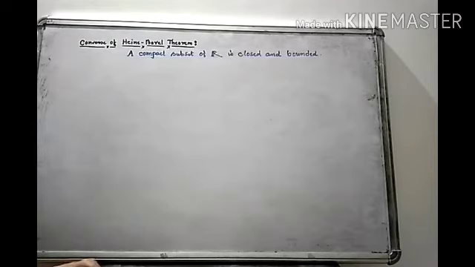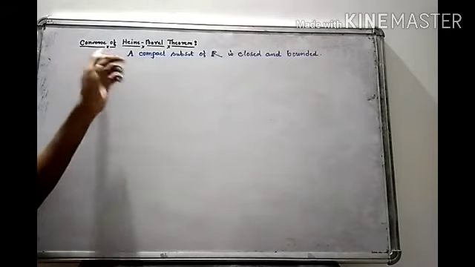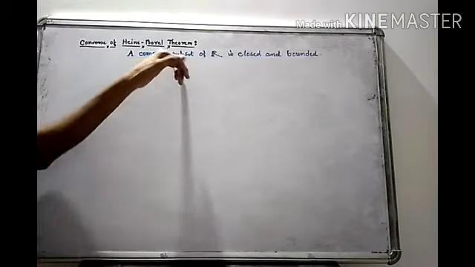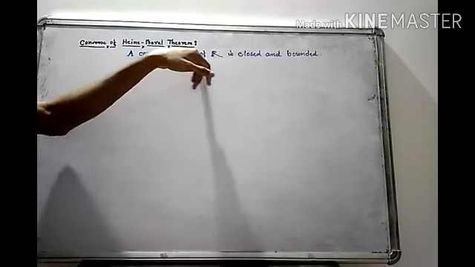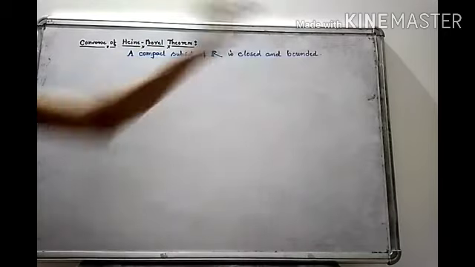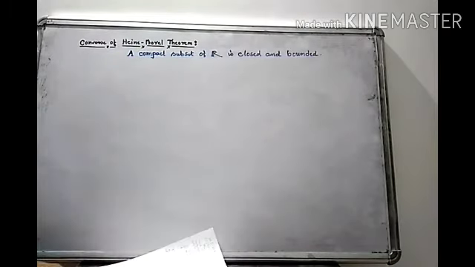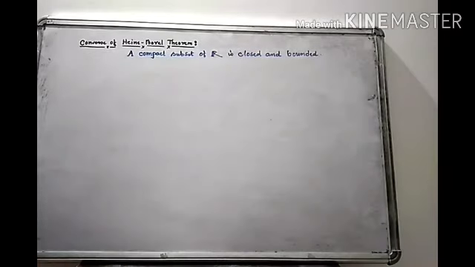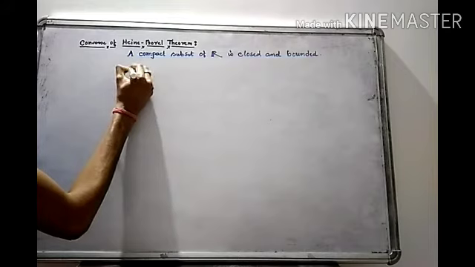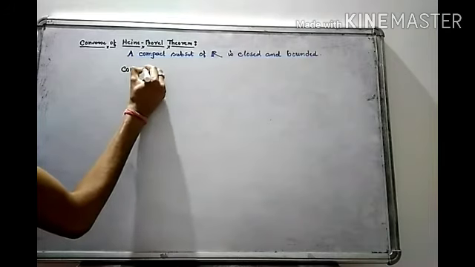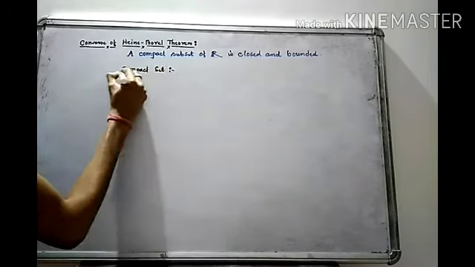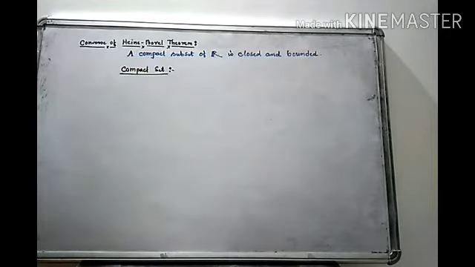Now the converse of the Heine-Borel theorem, that means a compact subset of R is closed and bounded. So before starting the proof of this theorem, here we will discuss the compact set. So what is the compact set?